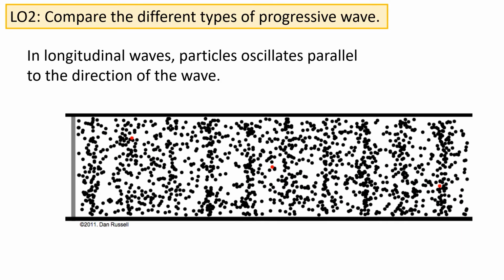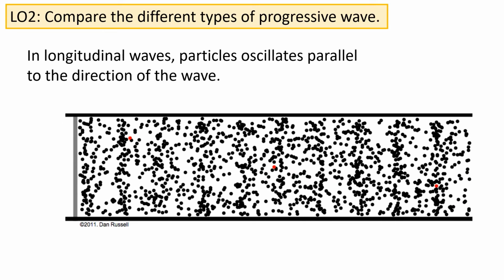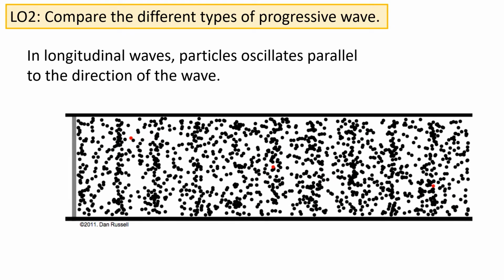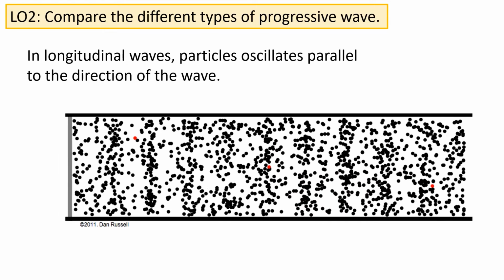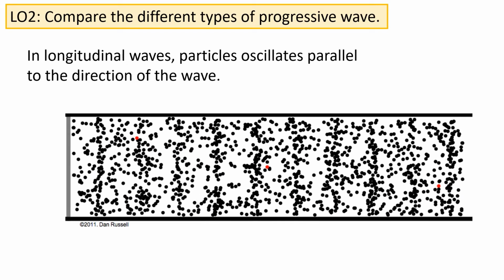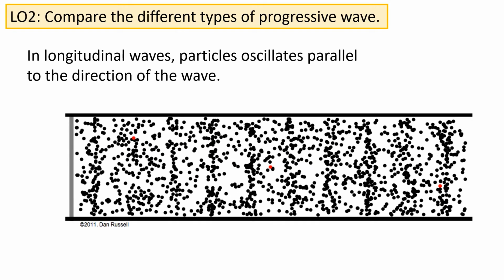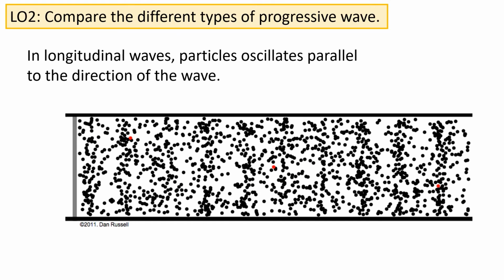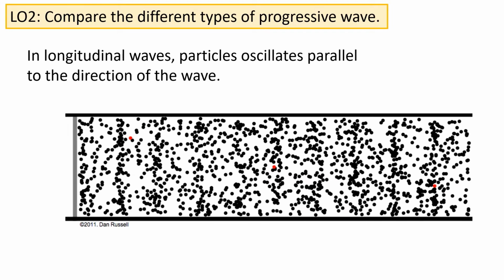The other type of progressive wave is the longitudinal wave. In a longitudinal wave, particles oscillate parallel to the direction of the wave. For example, if you look at the wave below, you can see that it's moving all the way from the left to the right of the screen. However, concentrating on one small dot, you'll see although it's moving in the same direction as the wave, it's just oscillating back and forth around a point.